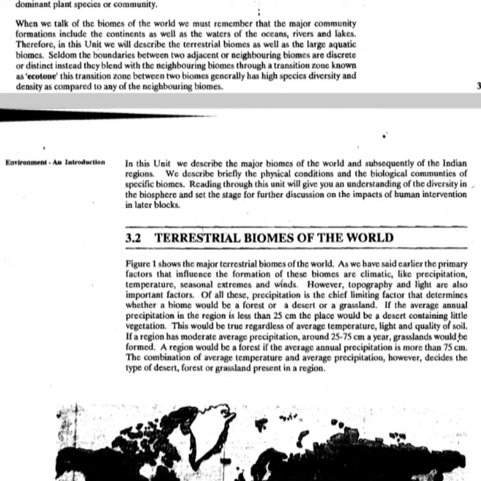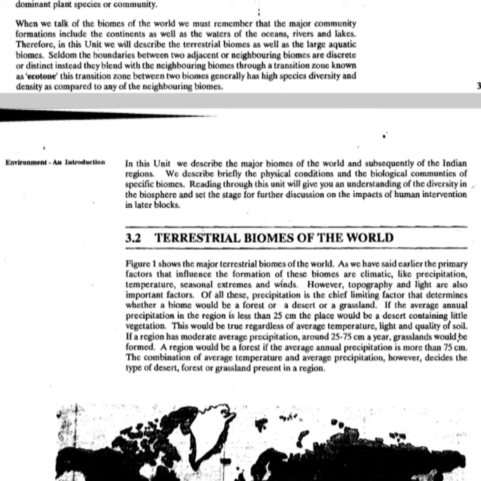3.2 Terrestrial biomes of the world. Figure 1 shows the major terrestrial biomes of the world. As we have said, the primary factors that influence the formation of these biomes are climatic, like precipitation, temperature, seasonal extremes and winds. However, topography and light are also important factors.